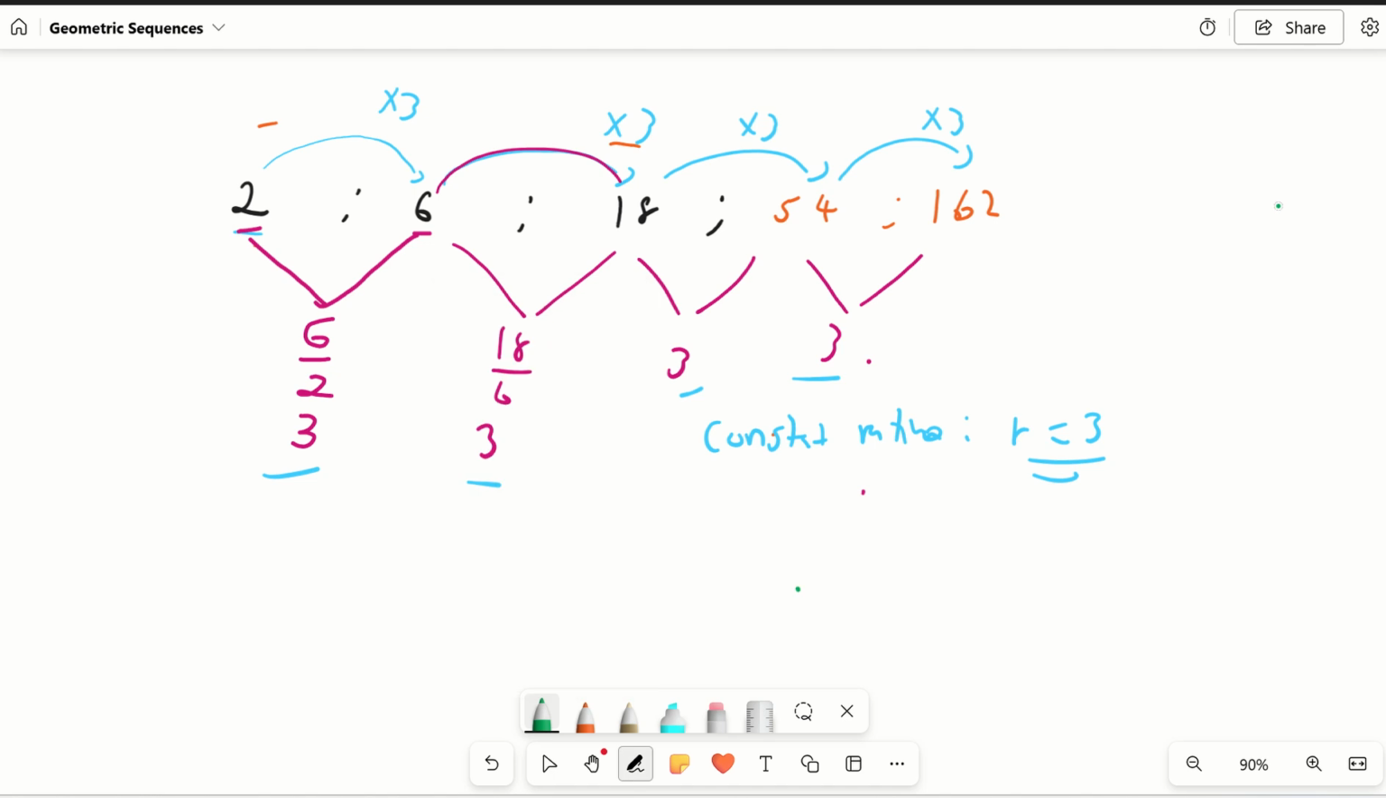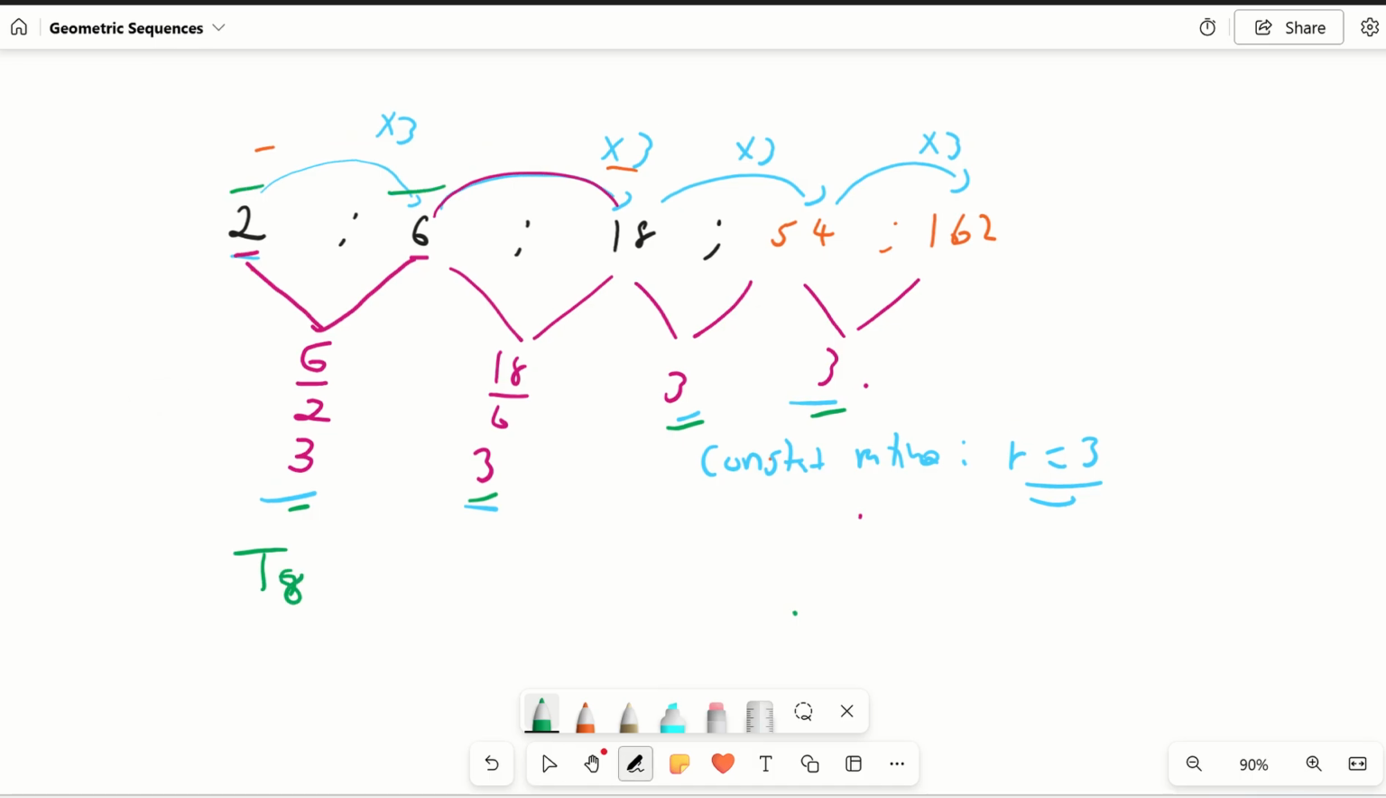We established in this geometric sequence that our constant ratio is 3. Sharp. So if they ask you to find T8, you're going to go: this is T1, T2, T3, T4, T5. T6 would be 162 times 3. It is 486. That's T6.